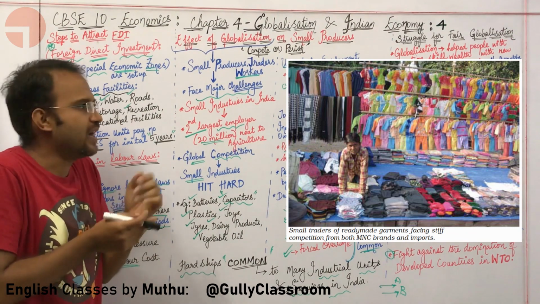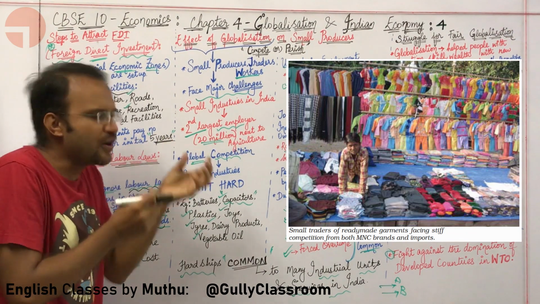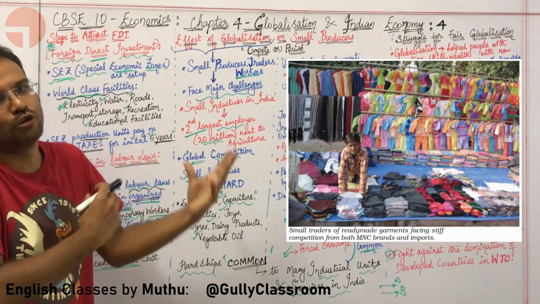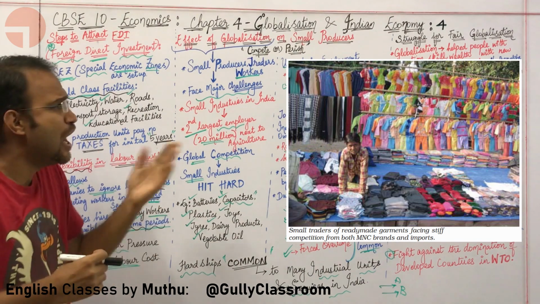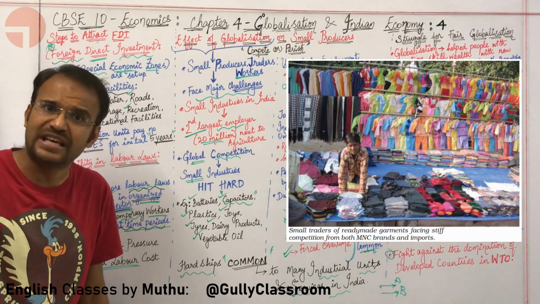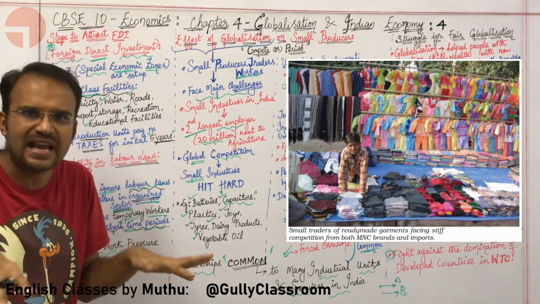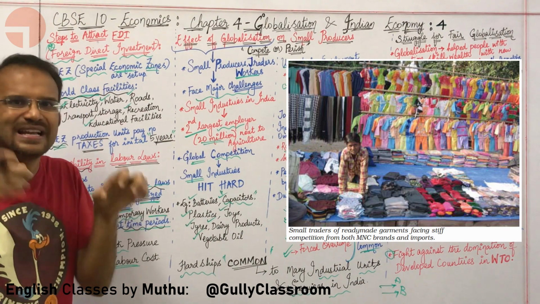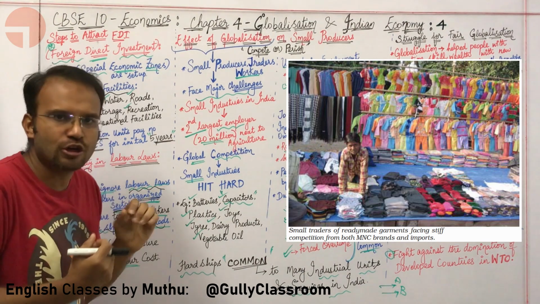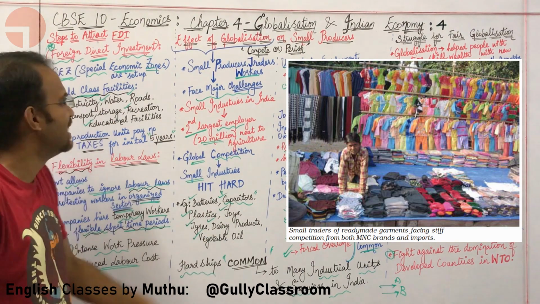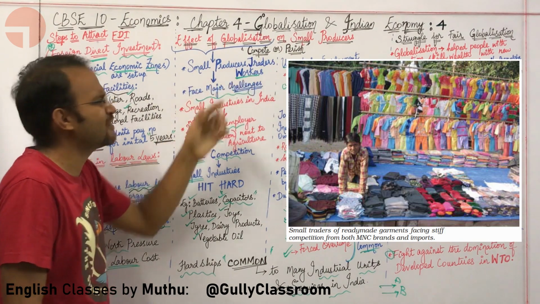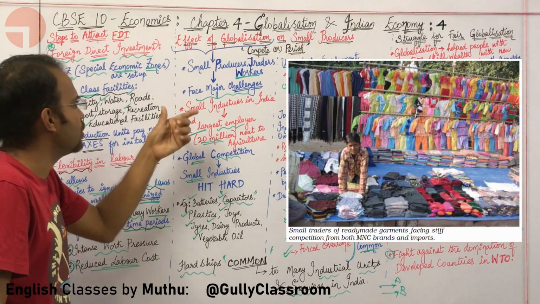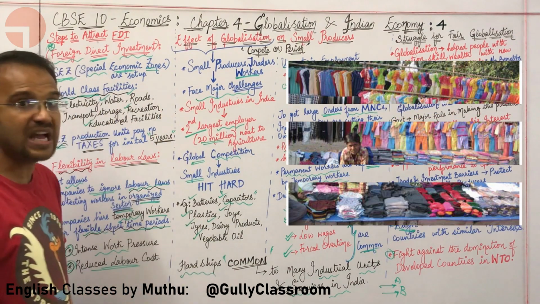Let us take the case of a couple of traders who are selling clothes. How can these traders compete with the MNCs who have such large networks by which they market their goods, who have such a large investment in order to take the goods to the final end consumer? The small producers, traders and workers will not be able to compete with the very large MNCs. So they are facing major challenges.